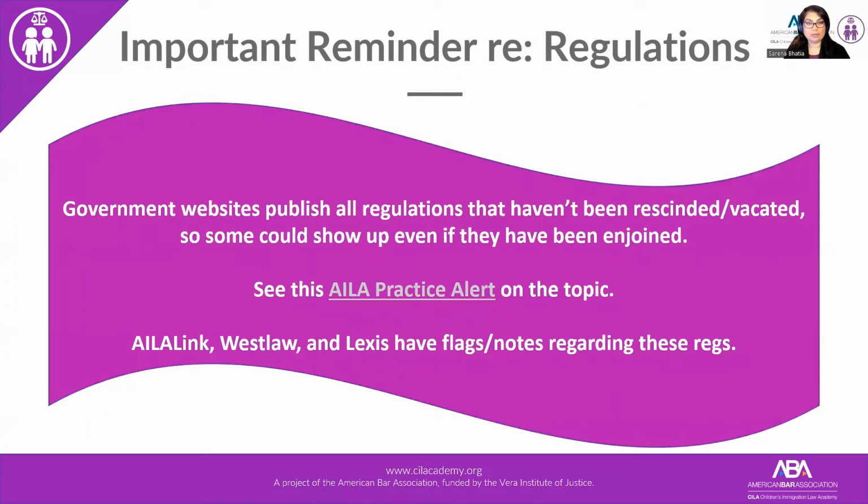Another important reminder regarding regulations is that government websites publish all of the regulations that haven't been rescinded or vacated. So some could show up on the websites even if they have been enjoined. The American Immigration Lawyers Association, or AILA, has a helpful practice alert with this reminder. Subscription research websites have flags or notes on their web pages to indicate regulations that are enjoined. These include AILA Link, Westlaw, and Lexis. A free alternative to find some regulations in their currently effective form is the 2022 annual edition of the Code of Federal Regulations. It includes only those regulations with effective dates prior to December 31st, 2021.